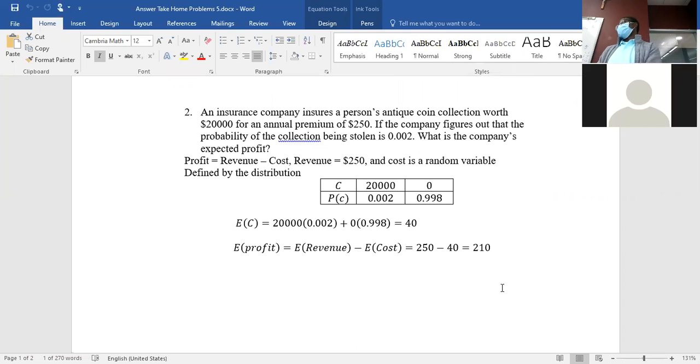You have more than one way to do this. I choose the one that I explained to you using the linear relation. That is, profit is equal to revenue minus cost. The revenue is the amount of money you get. How much money does the insurance company get? That is the revenue. How much they spend eventually is the cost.